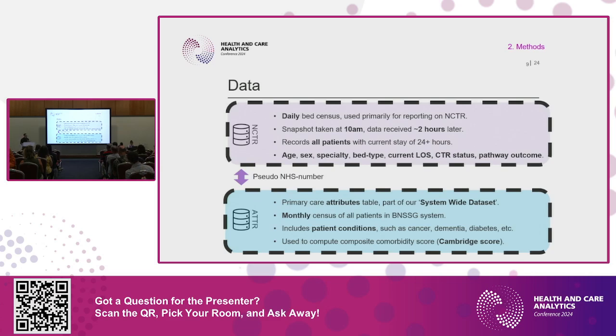And I link this to a primary care attributes table, which is part of my system-wide data set that we have in our system, which is like a monthly census of all of the patients in our system, and it reports on various attributes of those patients. Importantly, it includes information about their comorbidities. So I'm not actually going to use the comorbidities themselves, but I use the comorbidities to compute a composite comorbidity score, the Cambridge score, which, if you don't know, is essentially a single value, like an index for frailty. The higher it is, the more frail the patient tends to be.